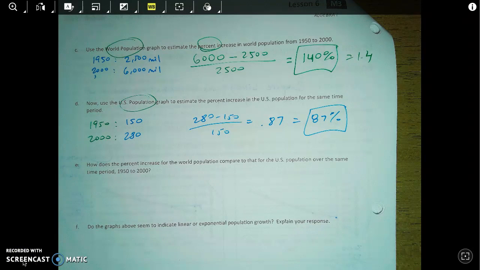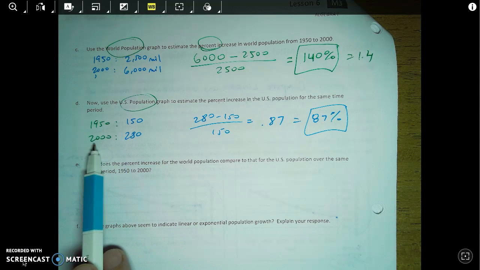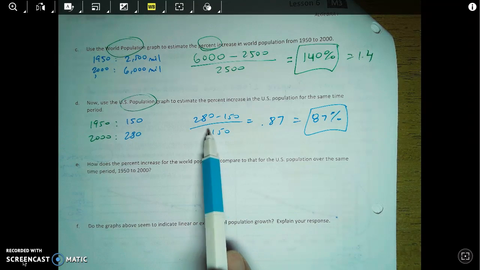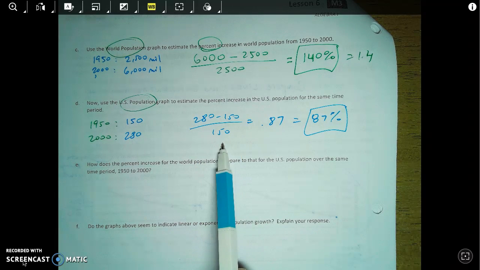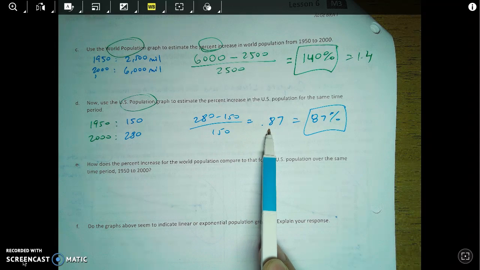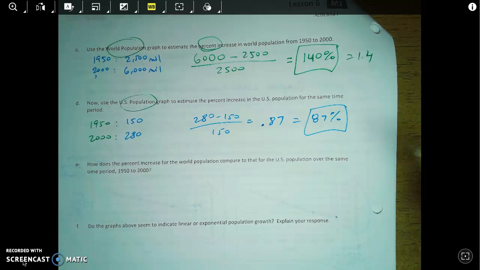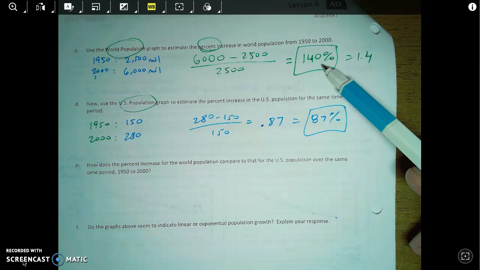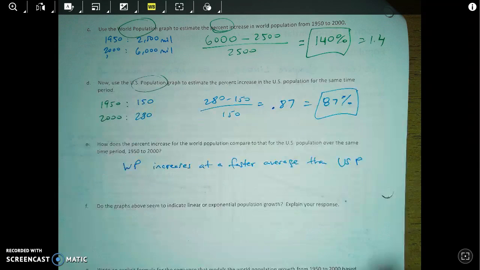So your correct answer should have been that the population in 1950 was 150 million, and in the year 2000 it was 280. Once we take the end population minus the initial population, divided by the initial population, we end up with 87.87, which ends up being 87%. So we notice the difference between 87% and 140% for the world population. It's quite a big difference.